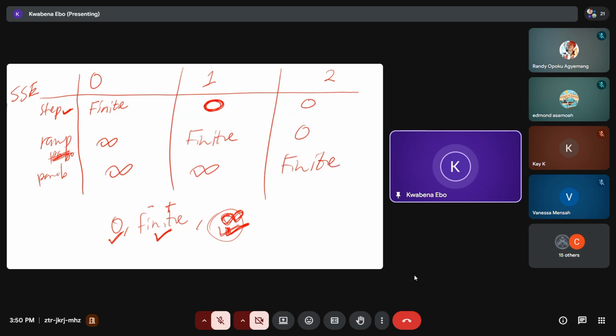So you can realize that, and then if you take it as if ramp is greater than step, parabolic is greater than ramp. So for type 0, finite, infinity, infinity. So basically you can move from 0 to finite to infinity.